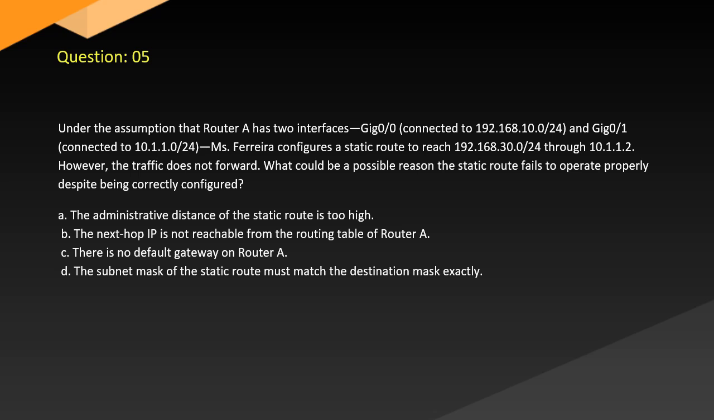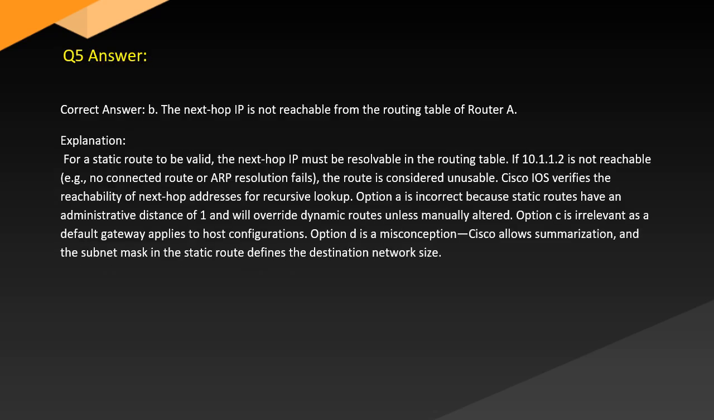A. The administrative distance of the static route is too high. B. The next hop IP is not reachable from the routing table of Router A. C. There is no default gateway on Router A. D. The subnet mask of the static route must match the destination mask exactly. Answer. Correct answer: B. The next hop IP is not reachable from the routing table of Router A.